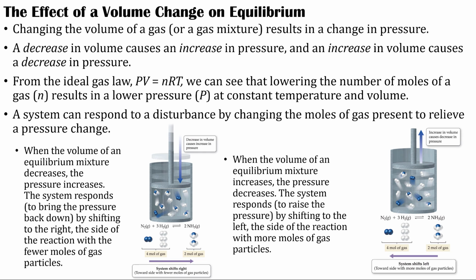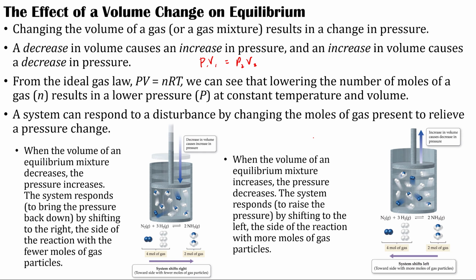All right, now another way we can affect equilibrium is to change the volume of a gas. So a decrease in volume causes an increase in pressure. And an increase in volume causes a decrease in pressure. Remember, pressure and volume have an inverse relationship. It's Boyle's law. I know we didn't learn all the different laws, but we did learn about the relationships between them. And so if one goes up, the other has to go down. And so from the ideal gas law, we can see that lowering the number of moles of a gas results in a lower pressure at constant temperature and volume. So a system can respond to a disturbance by changing the moles of a gas present to relieve pressure change.